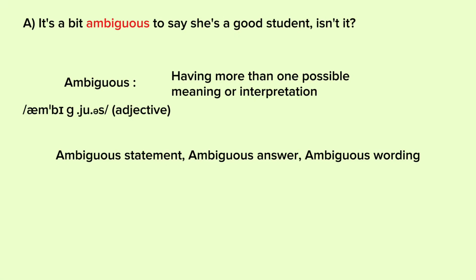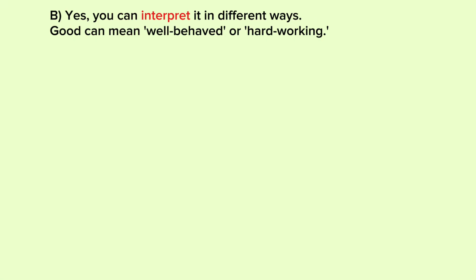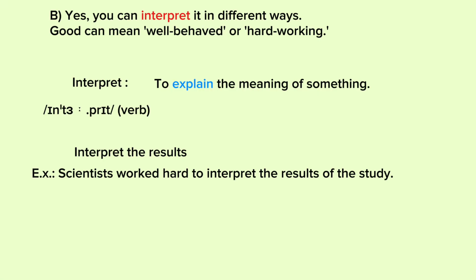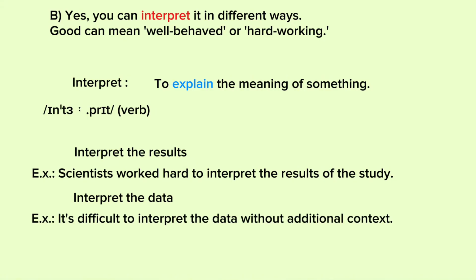Okay, so B says, yes, you can interpret it in different ways. Good can mean well-behaved or hard-working. Interpret, the stress is on T, right? It means to explain the meaning of something. For example, interpret the results. Scientists worked hard to interpret the results of this study. Interpret the data. It's difficult to interpret the data without additional context. Or interpret the law. Lawyers often debate how to interpret the law.